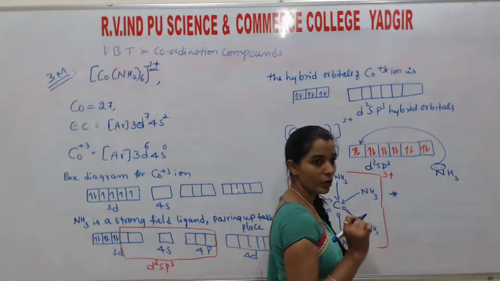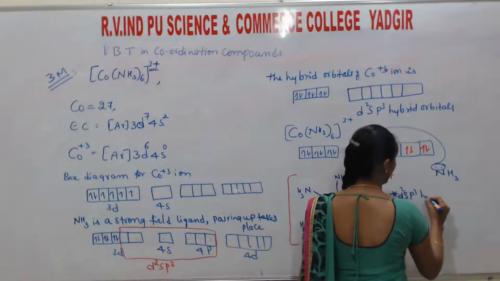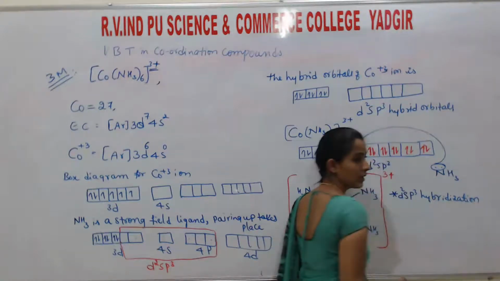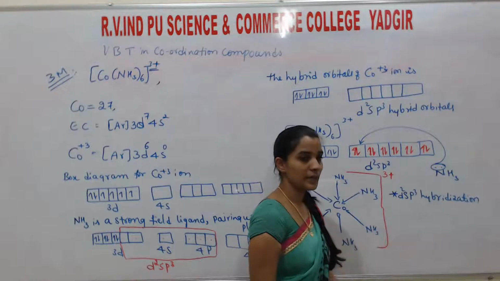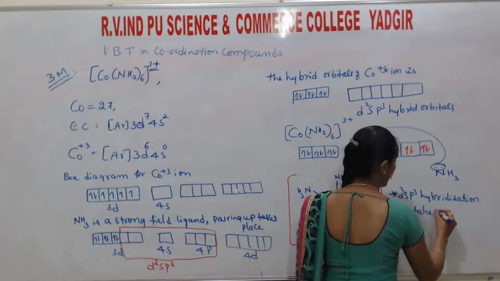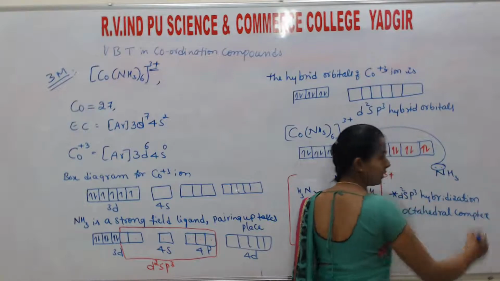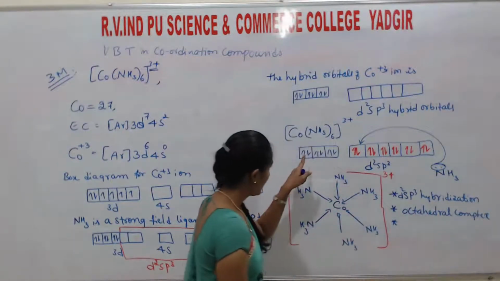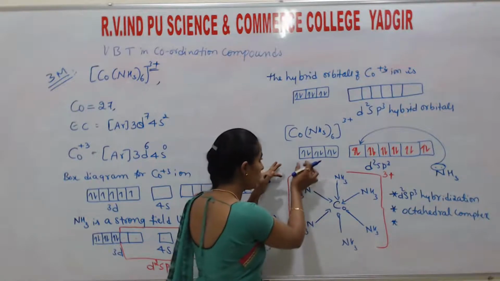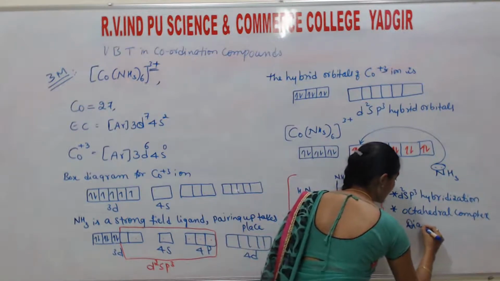That is very important. First thing is this complex is d2sp3 hybridization. Next is octahedral complex. So consider here whether it is diamagnetic or paramagnetic, that depends upon the unpaired electrons. Here, all are paired electrons. If all are paired electrons, it is diamagnetic.